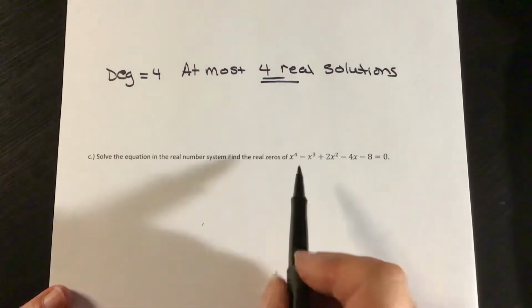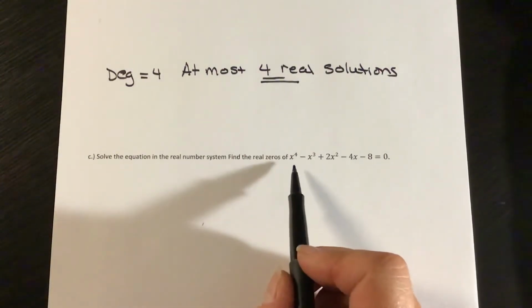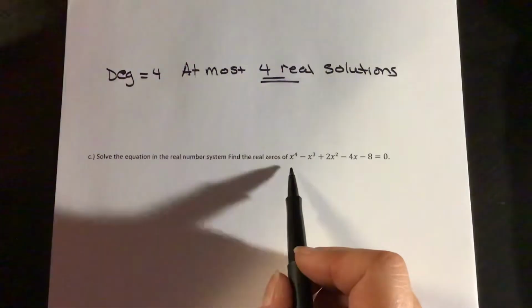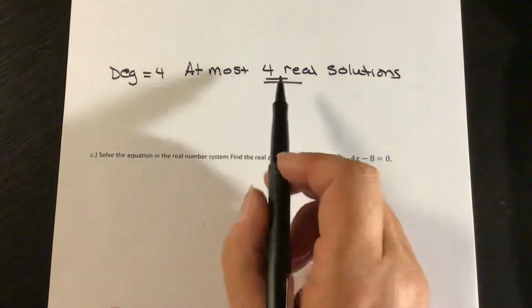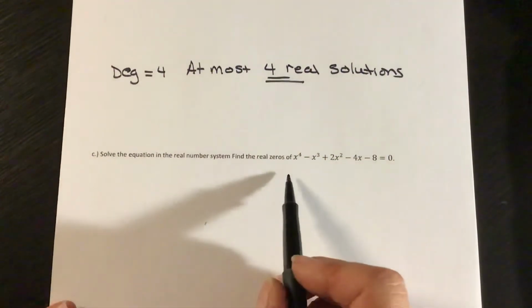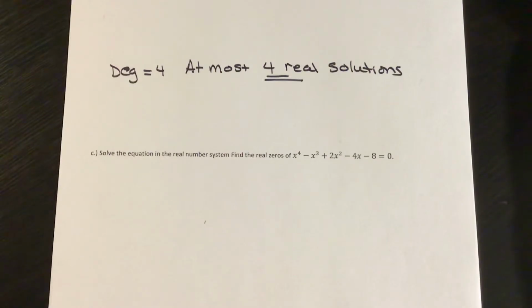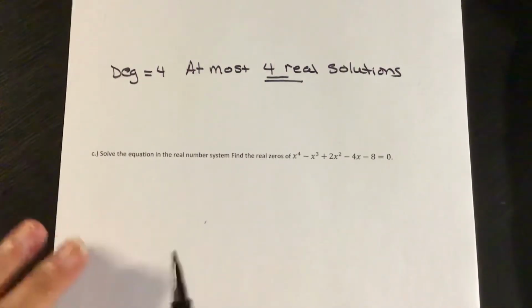Okay, so then what do we do? We look back, and step 2 is to do the rule of signs. Okay, so we can get 4 zeros. The rule of signs will tell us how many positive or negative solutions we'll have.